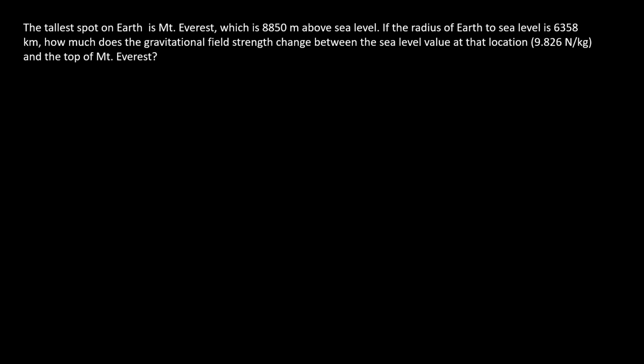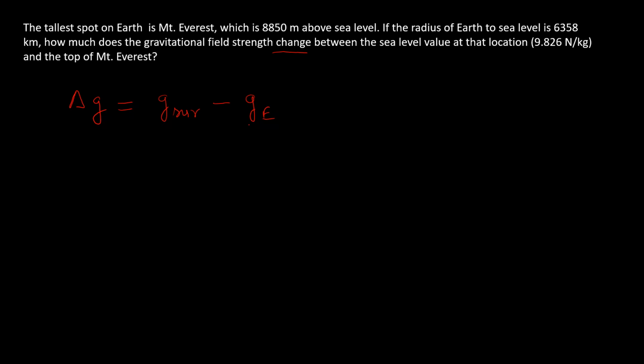So for this, what is required in this question is how much does the gravitational field strength change? So the main thing that we need to find is this delta G. And for delta G, we need to find the G at the surface minus the G at the Everest. So this is the equation that we need to solve in this problem.